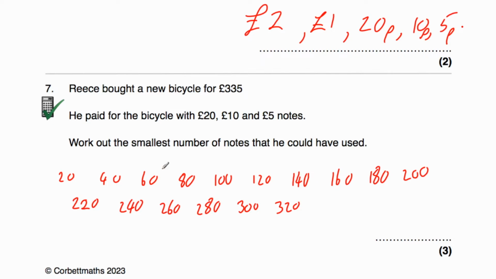Now in terms of how many notes he's used there, let's count them up and see how many £20 notes he used. That's 1, 2, 3, 4, 5, 6, 7, 8, 9, 10, 11, 12, 13, 14, 15, 16. So he used 16 times £20 notes. That's 320. He still has £15 to pay. So that means he's going to use a £10 note, which would then be £330, and then he uses a £5 note as well. So he uses 16 £20 notes, one £10 note, and a £5 note. And altogether it says work out the smallest number of notes that he could have used. So the answer is 18, and that's it.